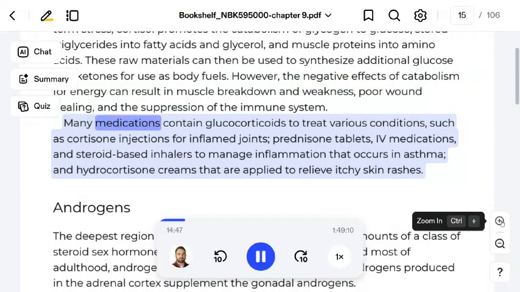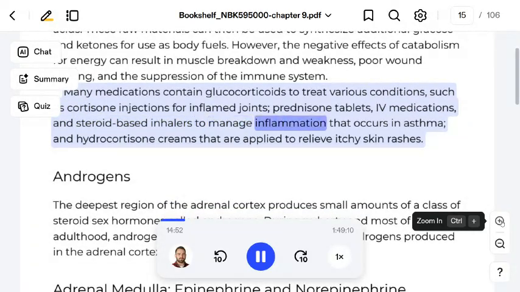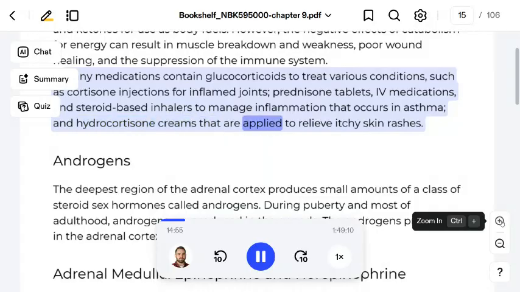Many medications contain glucocorticoids to treat various conditions, such as cortisone injections for inflamed joints, prednisone tablets, IV medications, and steroid-based inhalers to manage inflammation that occurs in asthma, and hydrocortisone creams that are applied to relieve itchy skin rashes.